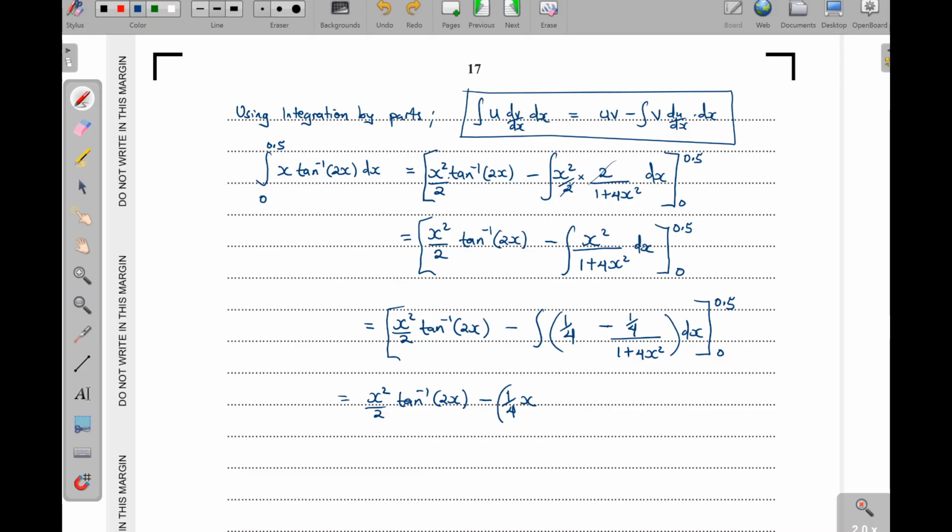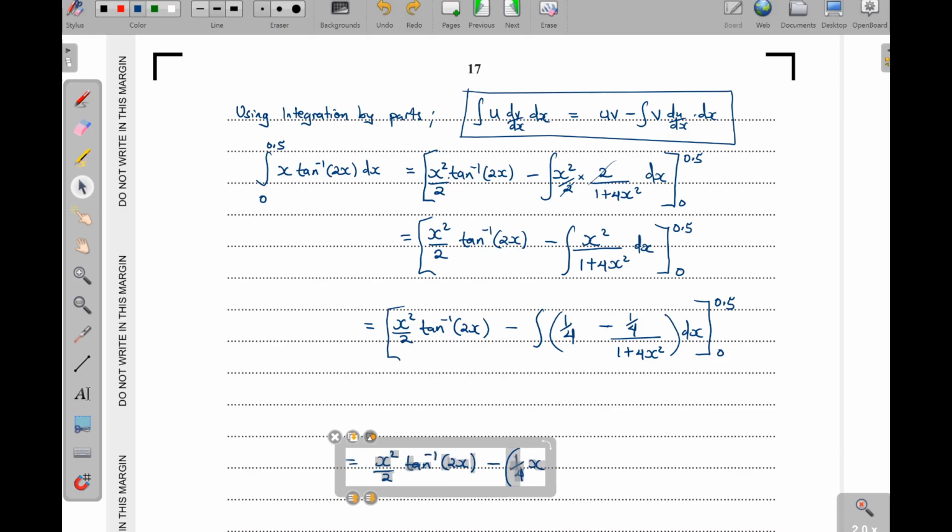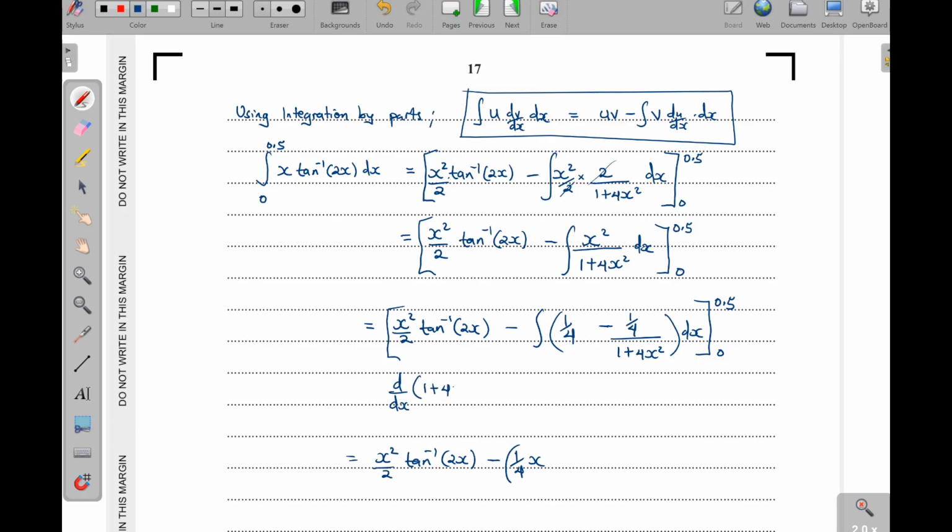Now here, when we differentiate with respect to x our 1 plus 4x squared, here we get 8x, but here there is no x. You get it? So here we don't use the natural logarithm. We get a natural logarithm if, for example, there is an x there, because what we have gotten here can be converted to what is there. You get it? All right.